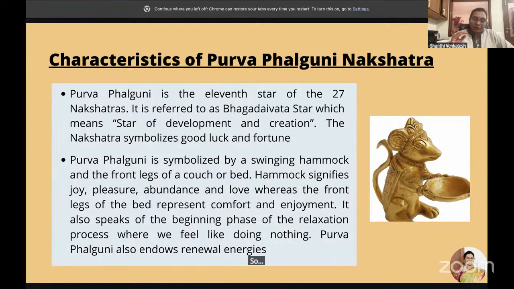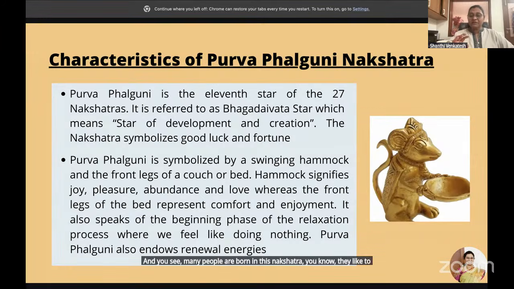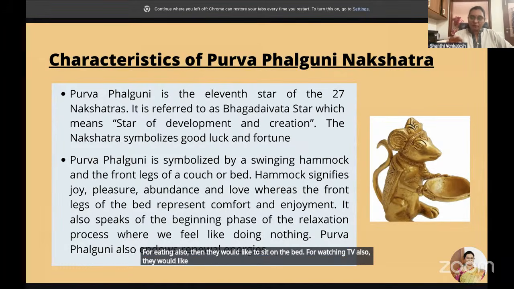So, Pubba Nakshatra signifies the process of relaxation, where you just feel like doing nothing. You just want to relax. Why do we relax? When we relax, we feel refreshed, and our energy gets renewed. So, this nakshatra will give you a kind of relaxation. And you see, many people who are born in this nakshatra like to spend a lot of time on the bed. You see them sitting on the bed. For reading also, they'll be sitting on the bed. For eating also, they would like to sit on the bed. For watching TV also, they would like to sit on the bed. So most of the time, they like to spend on the bed, because that is a symbol for Pubba Nakshatra.